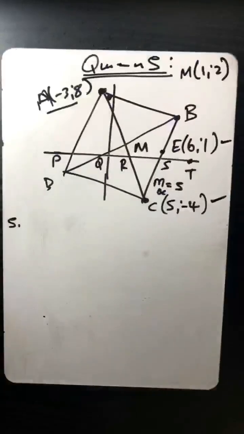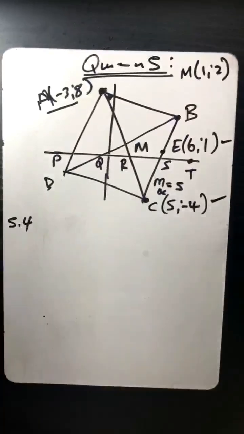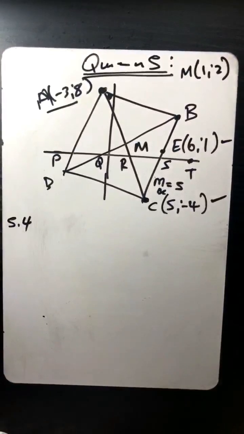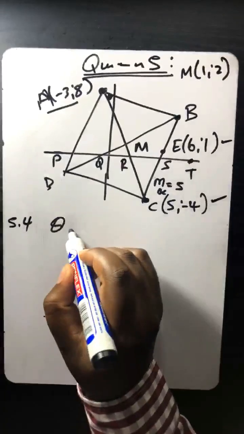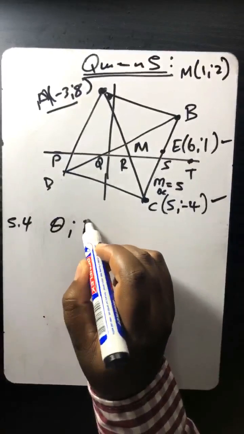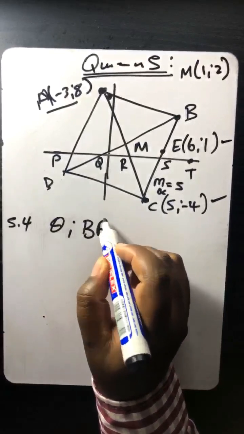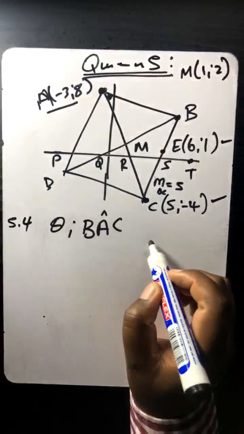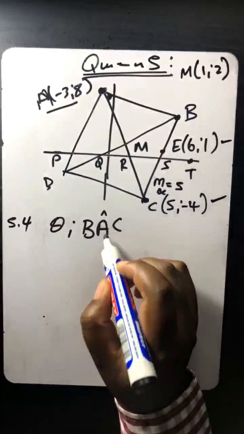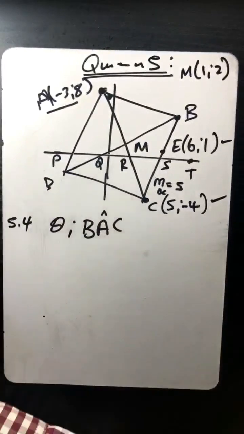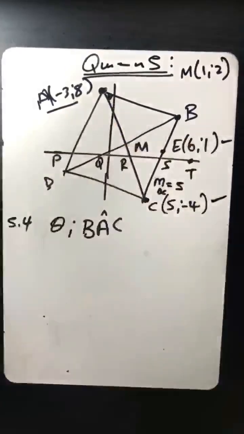So let's see what they say on that next question. They say determine the size of theta. That is, they want theta that is in triangle BAC. So it's more like we're trying to calculate that angle A.